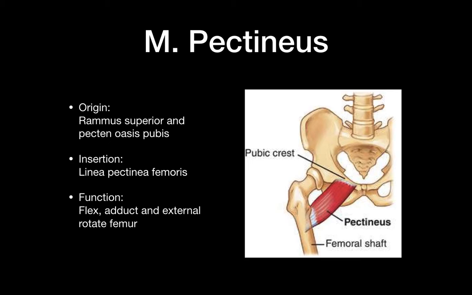Musculus pectineus is going to originate from ramus superior ossis pubis and pecten pubis. So this is ramus superior ossis pubis here. And it's going to insert at linea pectinea femoris, right about on the other side actually. And the function of this muscle is to flex the femur. This one will adduct the femur to the midline and also rotate the femur externally. So when they contract, it's going to rotate this way.